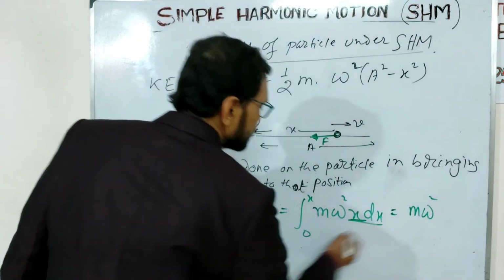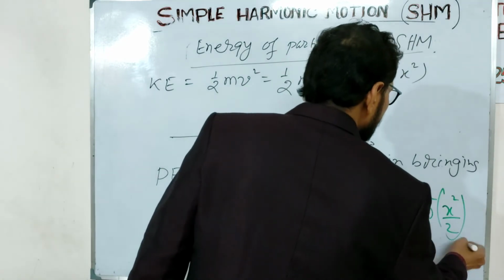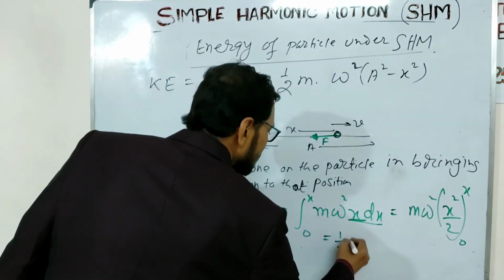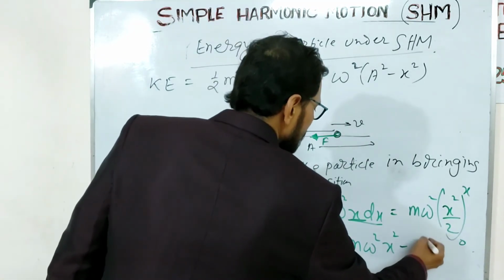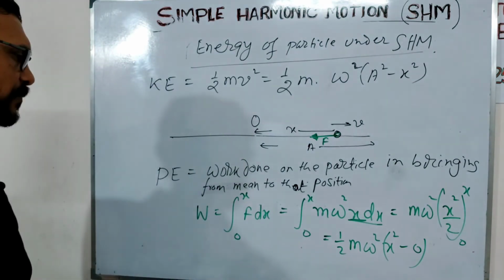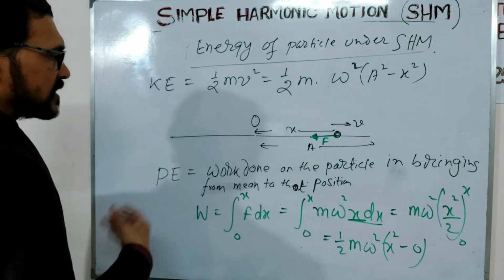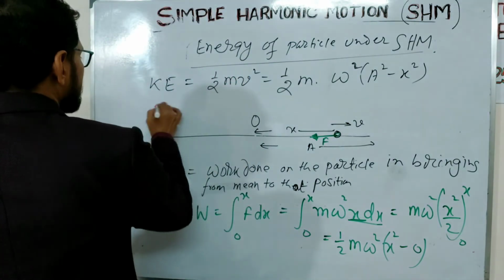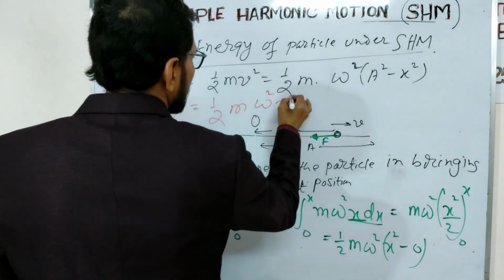Now what is the integral of x dx? It is x square by 2. If we put the limits, we get half m omega square x square, with upper limit x and lower limit 0. So this is the formula of potential energy, because the work done on a particle is the potential energy of the particle. So potential energy is half m omega square x square.